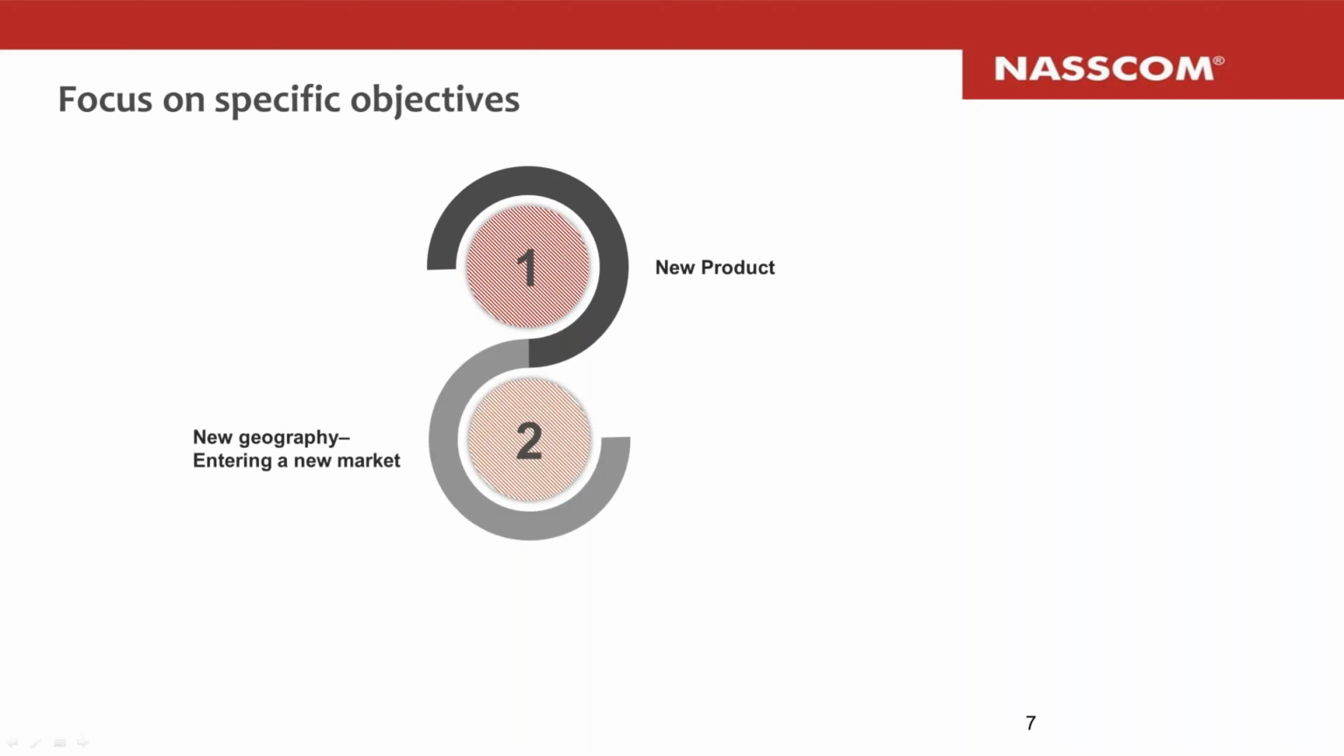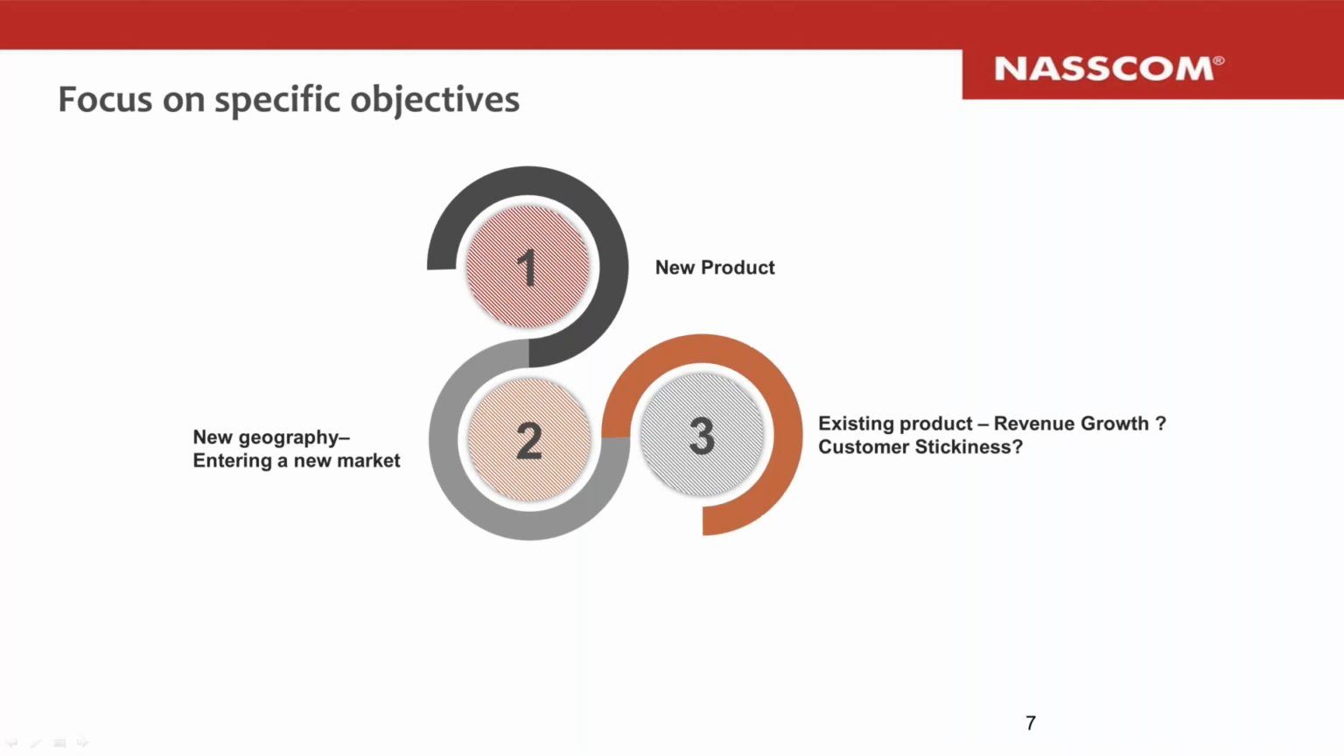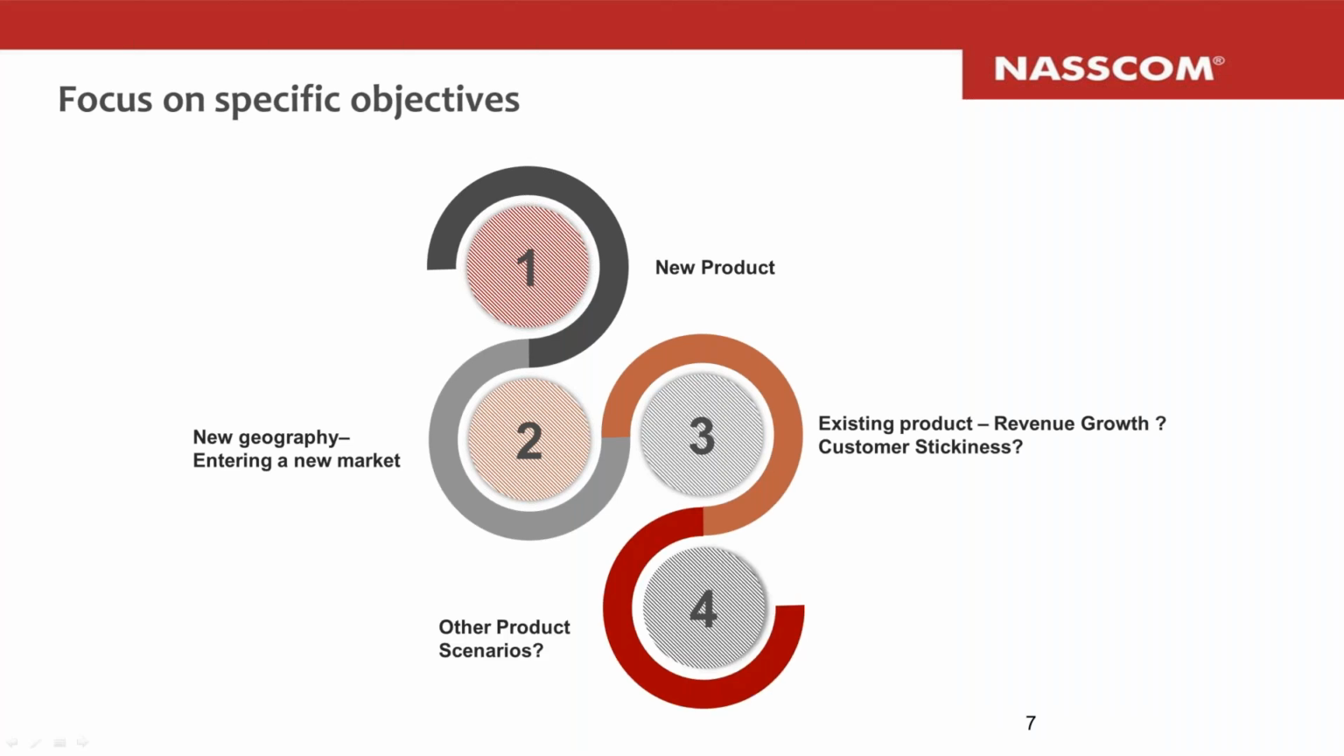What about new geography? Now, this can be entering a new market with the same product or a customized offering for the new geography. Either way. Third could be an existing product. Now, intent could be different, but this is one of the most common scenarios we face day in and day out. It can be all about revenue growth, customer stickiness, etc. What about other product scenarios? So we would also talk about some more product scenarios and implications with some examples and some ifs and buts.